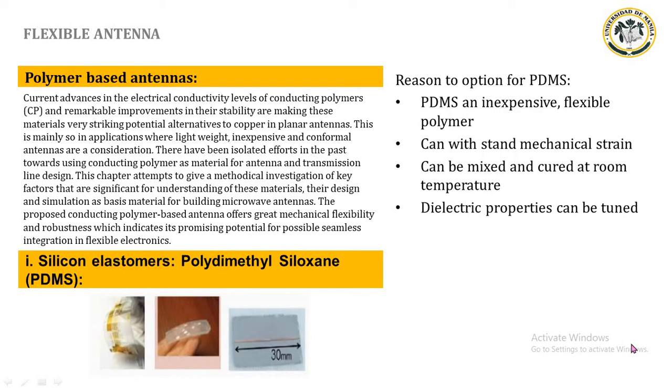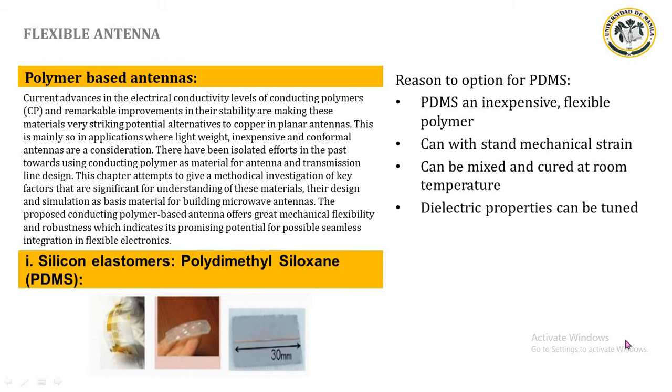Polymer-based antennas. Current advances in the electrical conductivity level of conducting polymers, or CP, and remarkable improvements in their stability are making these materials very striking potential alternatives to copper in planar antennas. This is mainly so in applications where lightweight, inexpensive, and conformal antennas are a consideration. There have been isolated efforts in the past towards using conducting polymers as materials for antenna and transmission line design.